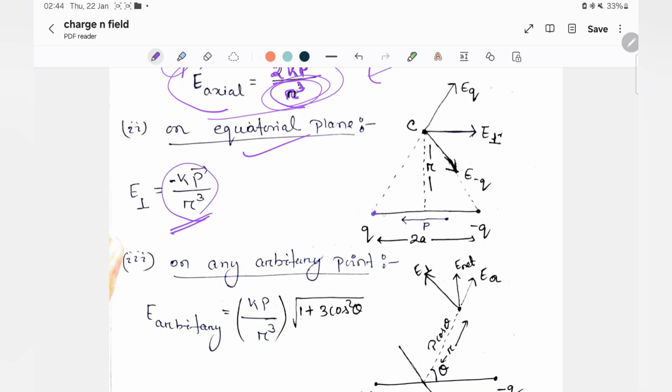So the diagram will be like this. This is the dipole, plus q and minus q, with a 2a distance between them, and a point charge is kept at distance r from the center of the dipole in the perpendicular direction. Now it will experience E due to minus q in this direction, because it is the negative charge and the point charge is positive, so they will attract. And it will repel in this direction. Due to this, the resultant will be E perpendicular to this. Now this electric field has the magnitude minus kp by rq.